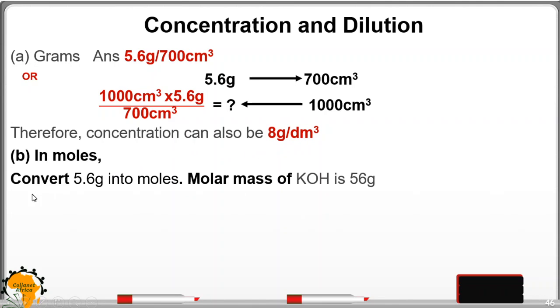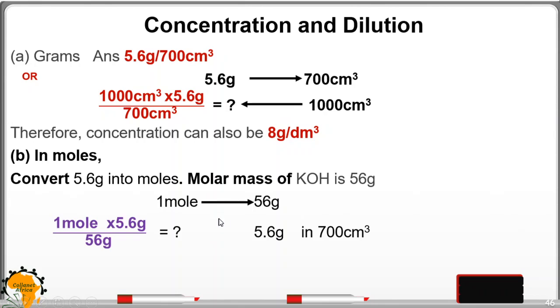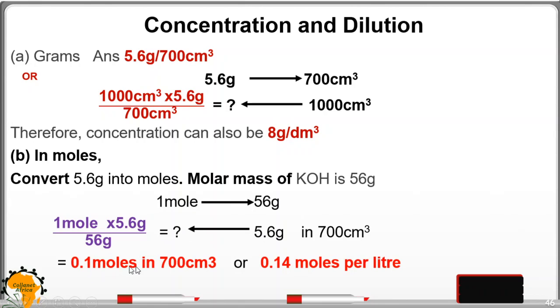In moles, what we need to do is convert 5.6 grams into moles. We know the molar mass of potassium hydroxide is 56 grams. So what about 5.6? Do cross multiplication, divide by that, you get your answer as 0.1 moles in 700. That is the concentration in 700 centimeters cubed of solution.